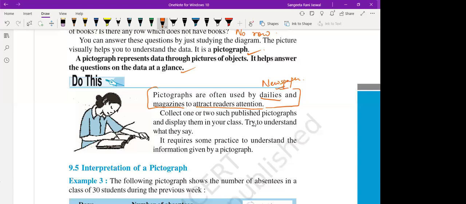Collect 1 or 2 such published pictographs and display them in your class. Try to understand what they say. It requires some practice to understand the information given by the pictograph. So now you also do one thing. In your everyday newspaper or magazine that comes to your house, you will find a pictograph. Will you do that activity? Try to find 1 or 2 pictographs in some magazines or newspaper. You can pick the old newspaper. So just find 2 or 3 pictographs. Yes, this is an activity.